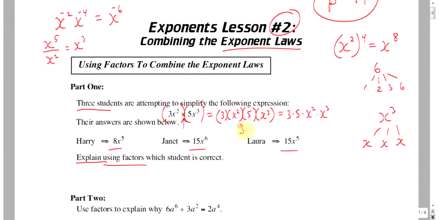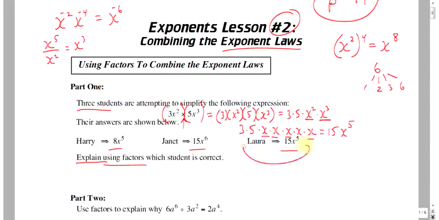Because now we can see that's 3 times 5. What's x squared? X times x. What's x cubed? X times x times x. That is 15. How many x's do we have? 1, 2, 3, 4, 5. Who's right? Kind of wrote over it, but Laura.